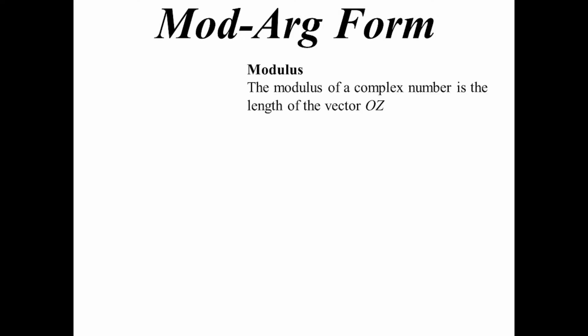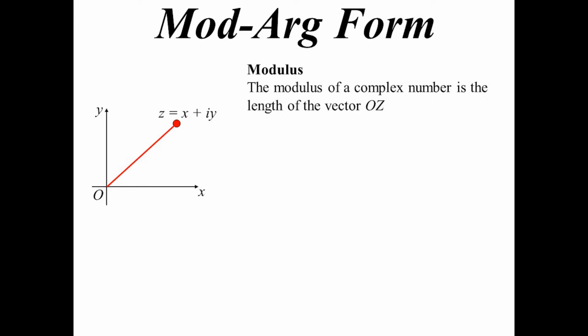So we're going to introduce a different way of writing complex numbers known as Mod-Arg Form. So modulus is something you already know. It's basically the length or the magnitude of a vector. So there's the complex number z equals x plus iy.